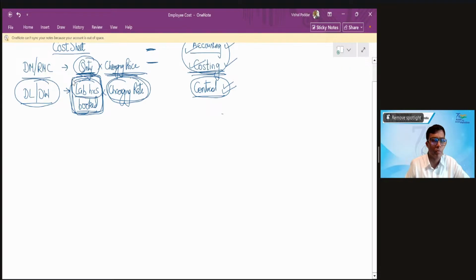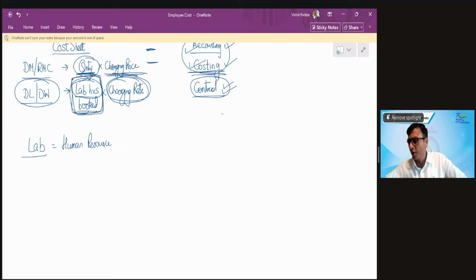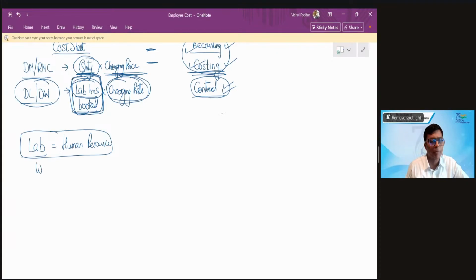Now, when we say labor, labor is the human resource of your business. In accounting, in costing, we represent this cost by different names. One, we have wages. One, we have salary. And then you also have your director's remuneration.